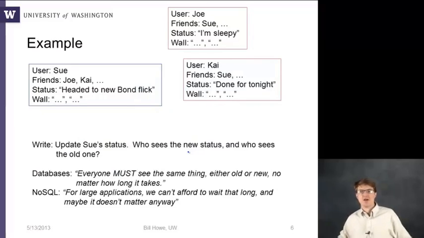Okay, so imagine a social networking application where people are updating their status and your friends get to see your status updates. And so the write operation here is Sue updates her own status, and the question we ask is, of her friends, what happens? Who sees the new one? Who sees the old one? How does this status change propagate?